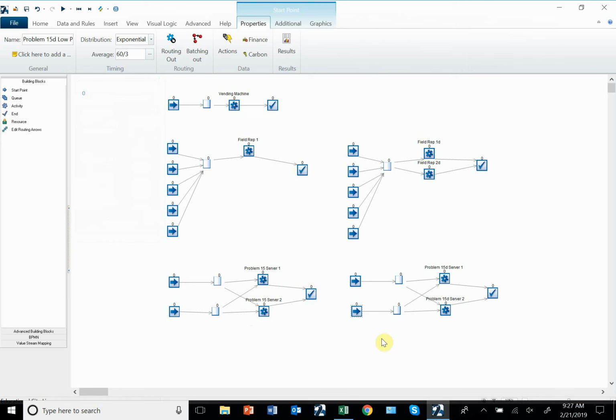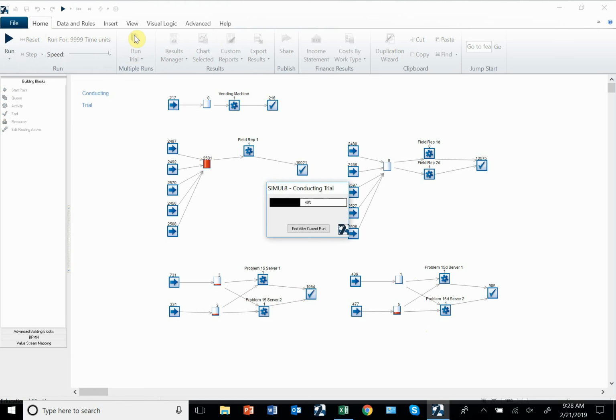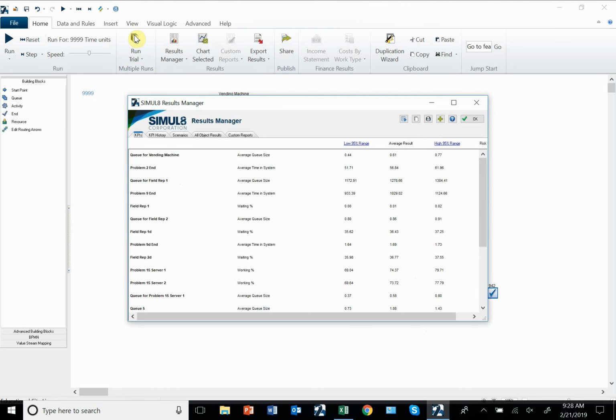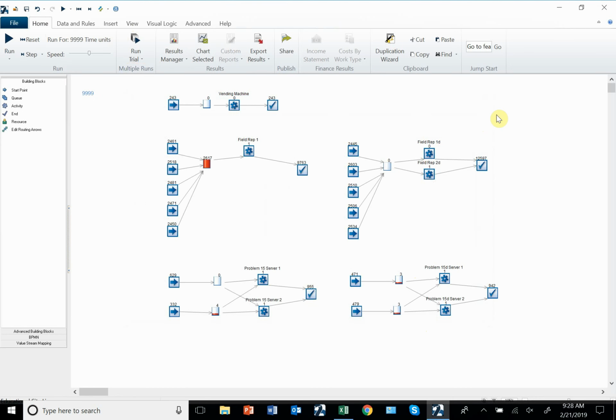And we want to look at the difference in the average waiting time for this one. So once I had this model, I duplicated it and changed those numbers. And once you have it, you can run a trial and copy this data and move it toward Excel.